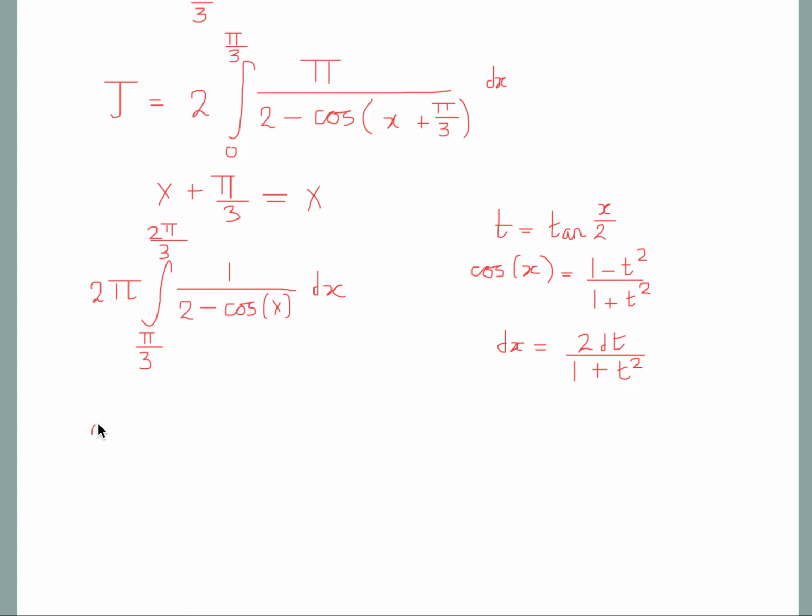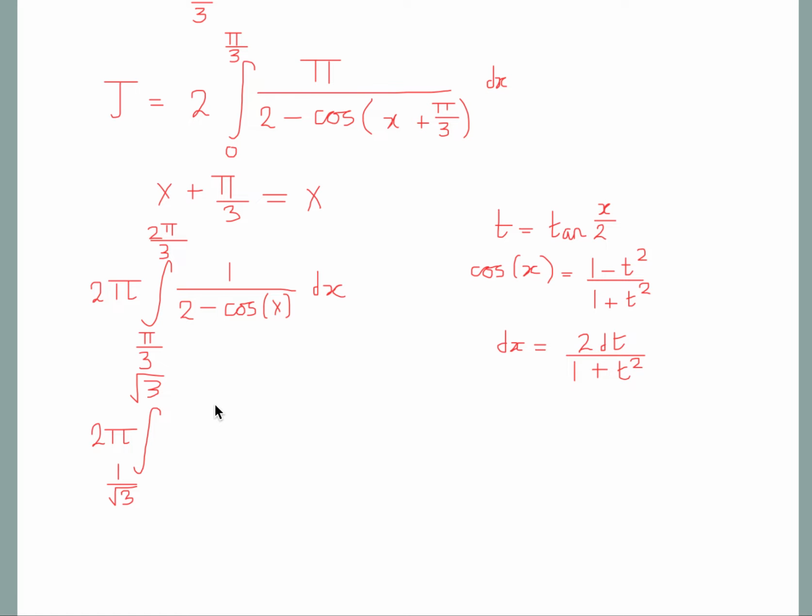Okay, so let's apply the substitution to this. So we end up with 2 pi. Let's think about our limits. So when x is 2 pi on 3, well, t is tan of 2 pi on 3 divided by 2. That's tan of pi on 3, which is root 3. When we have the limit pi on 3, I get t equals tan of pi on 6, which is 1 on root 3, which you can write obviously as root 3 on 3, but I'll just leave it like that for now.